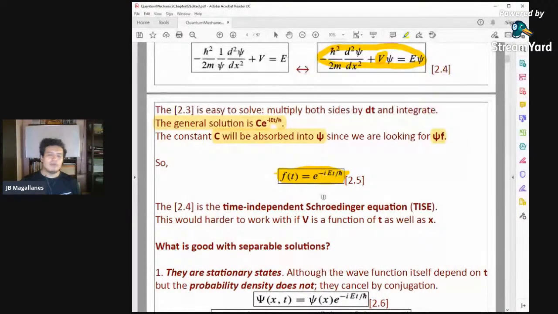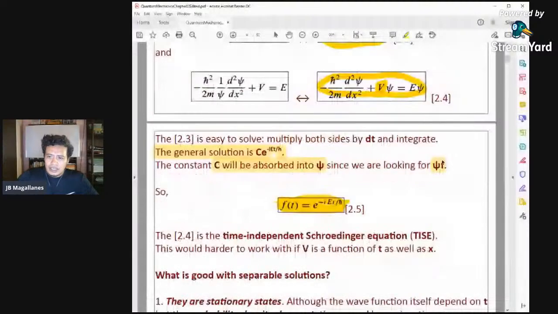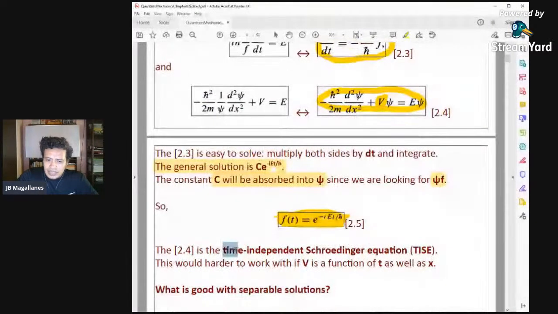So remember, f of t is just equal to the exponential of i e times t over h bar. H bar is the reduced Planck's constant, t is the time, e is the constant, and we have i, which is also a constant, which is just the square root of -1. So now, as I've said, this one is called the time independent Schrodinger equation, or we call that the TISE.